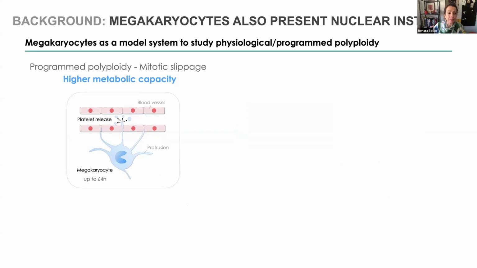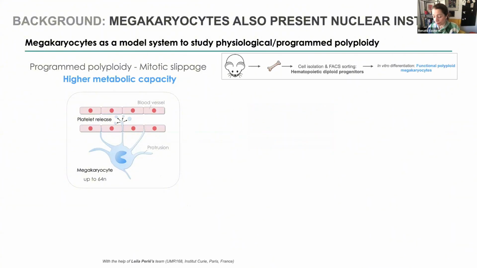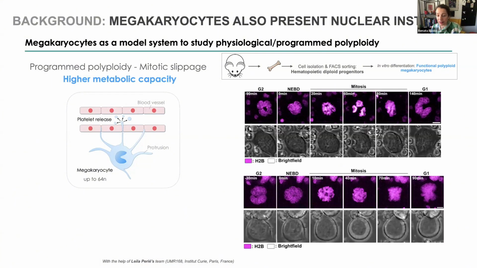This is true for RPE1 cells in a Petri dish, but it is also true in vivo. We use megakaryocytes as a model system to study physiological or programmed polyploidy, and we chose those because they are formed through mitotic slippage and they have very abnormal nuclei. We actually learned how to purify them by isolating hematopoietic diploid progenitors that then undergo differentiation and form these megakaryocytes.